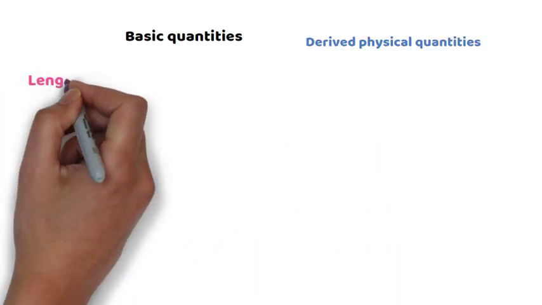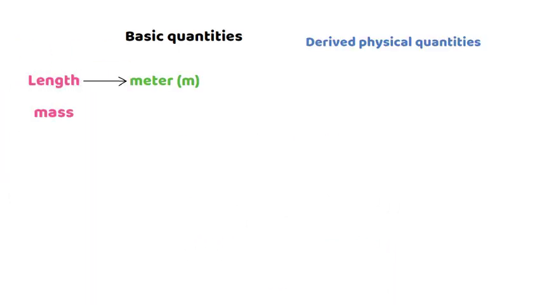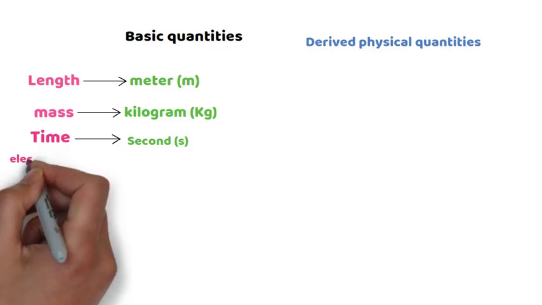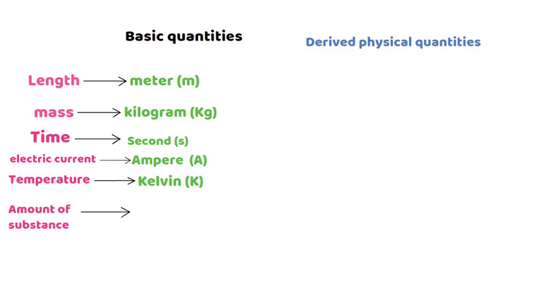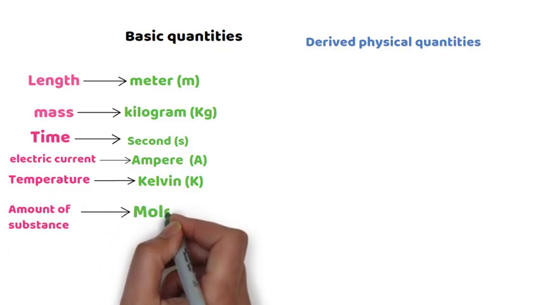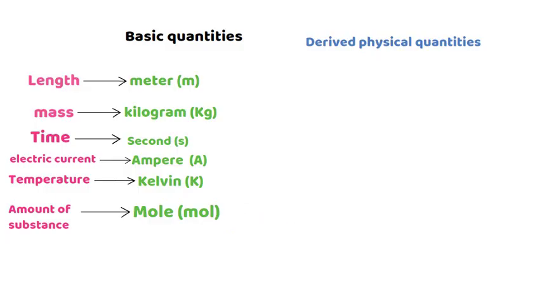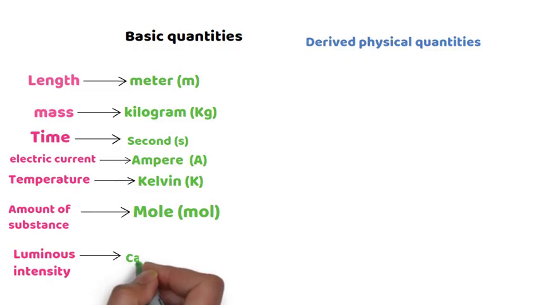For example, base quantities: length, meter; mass, kilogram; time, second; electric current, ampere; temperature, Kelvin; amount of substance, mole; luminous intensity, candela.